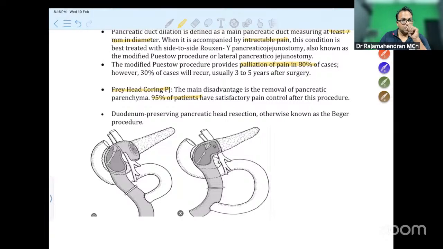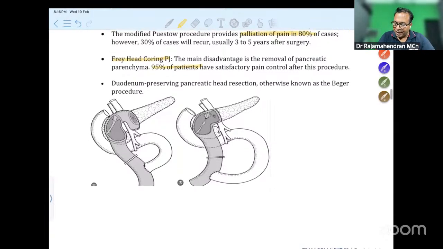There are other surgeries like duodenum-preserving pancreatic head resection. In this operation, you can see there are two anastomoses done. Here one PJ, here one PJ. The bile duct comes, and the bile duct is also anastomosed. HJ is also done. So this is called Beger. Beger has two anastomoses.